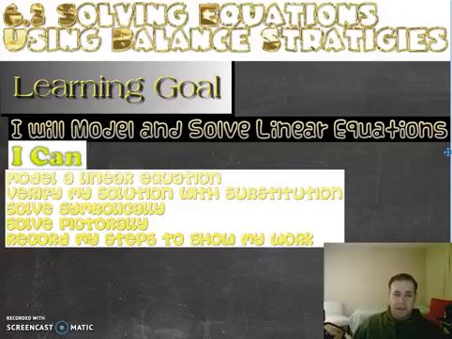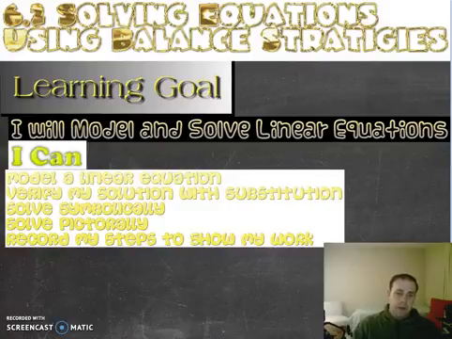The I can success criteria would be that I can model a linear equation. This time we're going to get a little bit more in depth with that. We can still verify our solution with substitution. We will go over that briefly again. And especially for this part here, we can solve a linear equation symbolically and pictorially, and then also that you can record your steps, show your work.